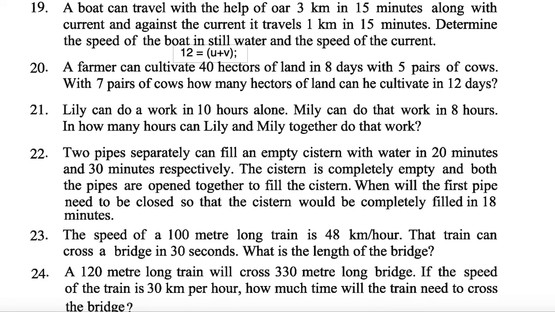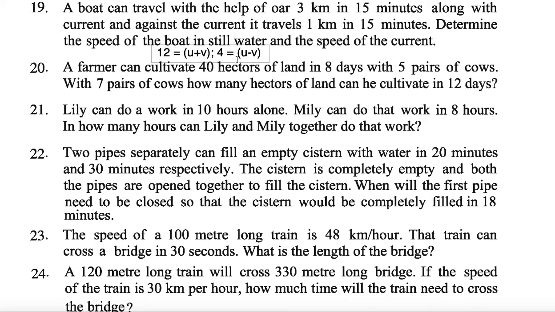This is one case. What is the second case? Against the current it travels 1 km in again the same 15 minutes, that is 1/4. U minus v this time, where u is the speed of the boat and v is the speed of the stream, into again the time 1/4 hour. 15 minutes means 1/4 hour. Sending 4 to that side, this becomes 4.